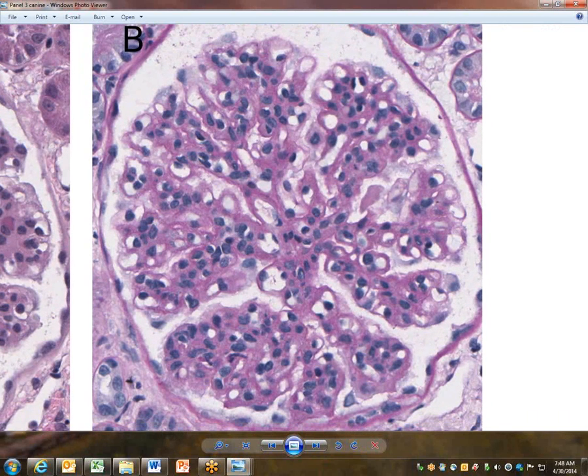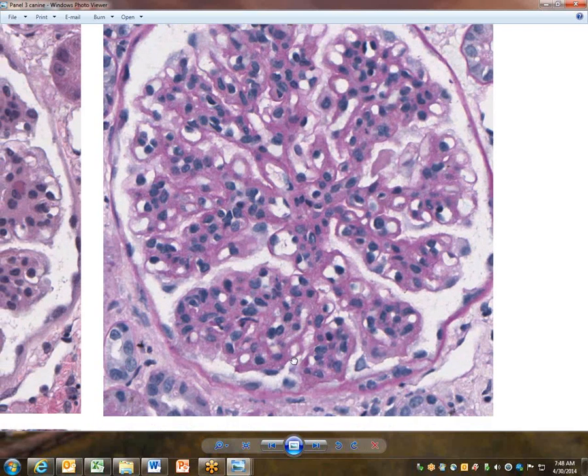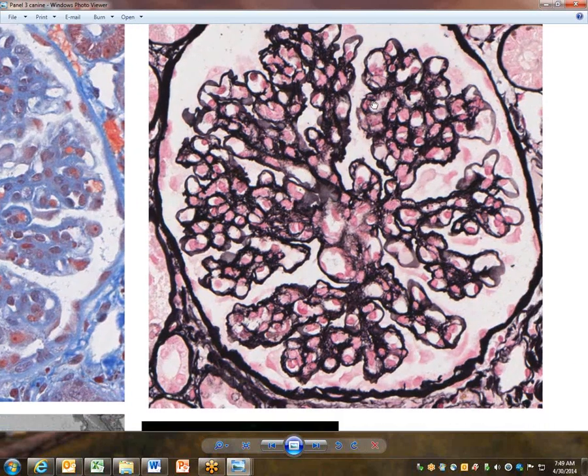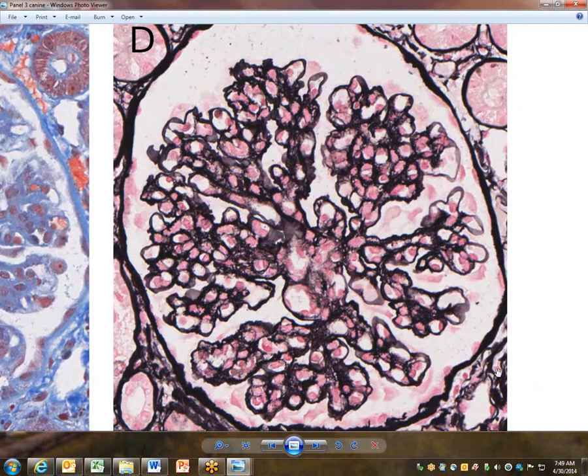Here's the PAS. Okay, so I think it has kind of the same features. I think that the capillary loops are a little bit more evident in this stain, as you said. And then as far as thickness of the GBM, I would say peripherally, like at 3 o'clock, they look okay. But in other regions, multifocally, like at 6 o'clock, I think that there is thickening of the GBM potentially in some areas, but otherwise they look all right.